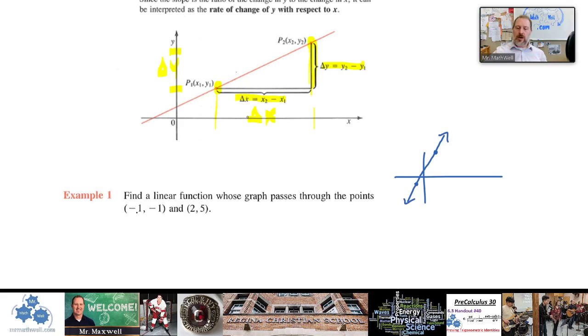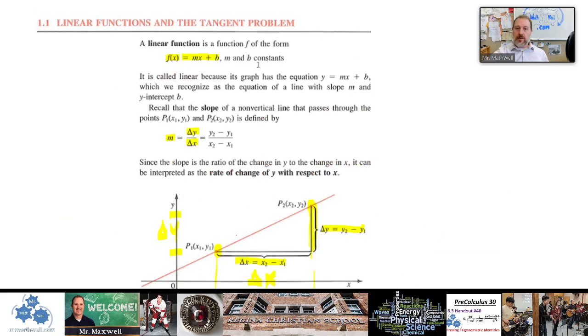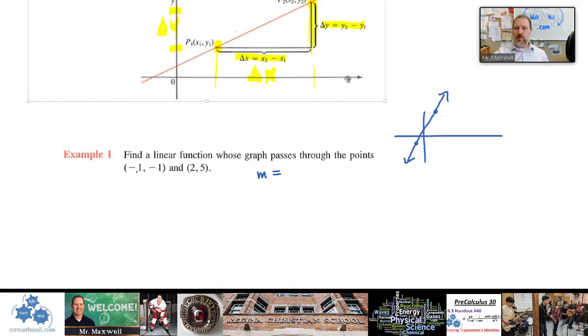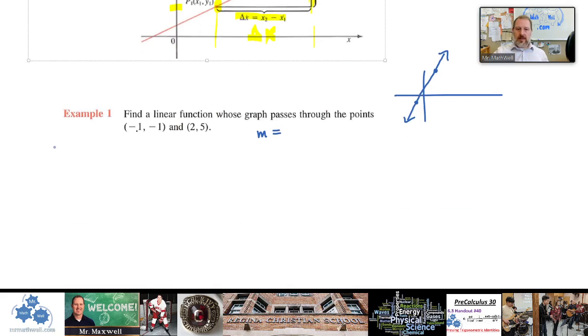Well, how do we do that? Well, we need a couple things. The first thing I think that we would need here is the slope. Because remember, the format of a line is y equals mx plus b. That's one form of a line. So it would be really helpful to have m. And we can find m by finding the slope, or the change in y divided by the change in x.